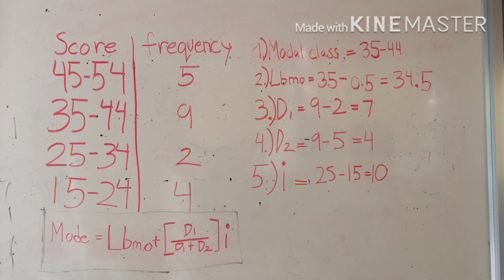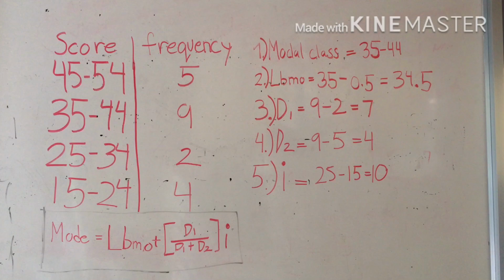Hey everyone, today I'm going to show you how to get the mode in grouped data. So use the formula at the bottom left. But before using it, first we need to find the modal class. The modal class is the class with the highest frequency. So the highest frequency there is 9. That is why 35 to 44 is our modal class.